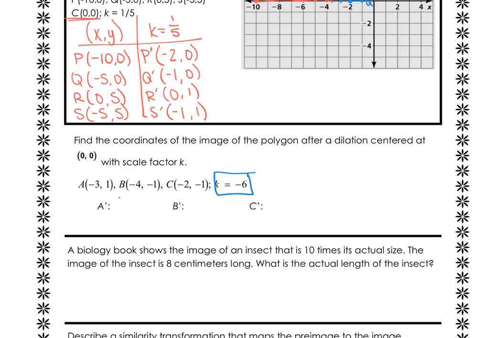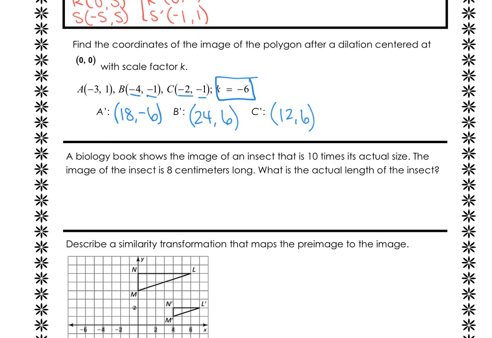So for A prime, negative 3 times negative 6 is going to give us 18. And 1 times negative 6 gives us negative 6. Next one, B prime, negative 4 times negative 6 is going to give us positive 24. And negative 1 times negative 6 is going to give us positive 6. And then our last one, C prime, negative 2 times negative 6 is positive 12. And negative 1 times negative 6 is positive 6. So there's the new coordinates for our new image.